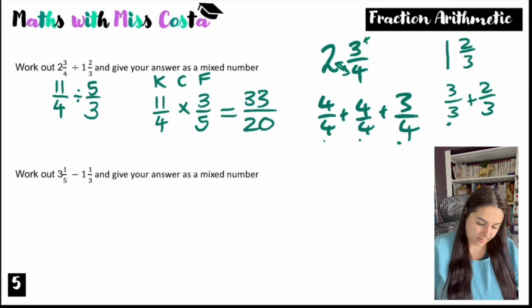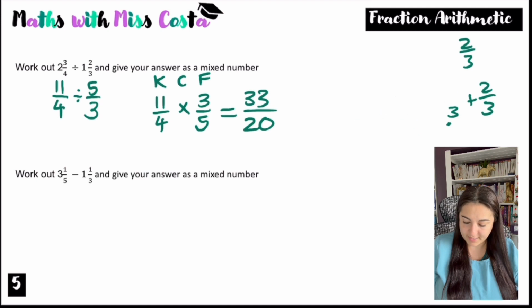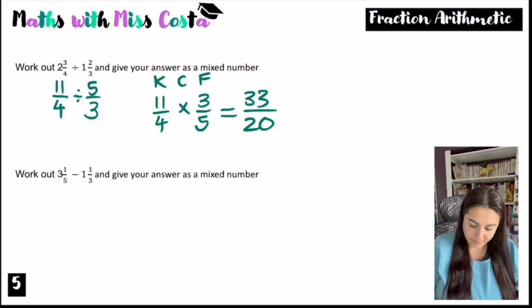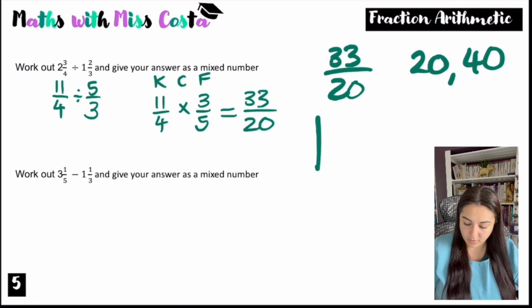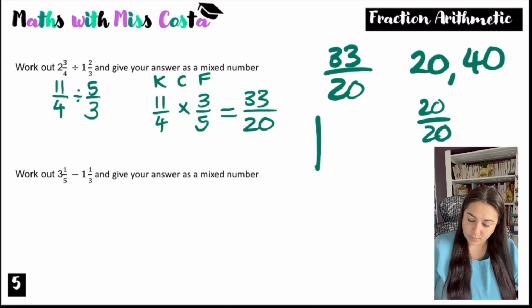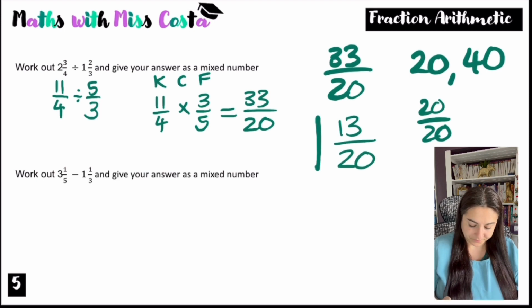So as a mixed number, I need to turn 33 over 20 into a mixed number now. So 33 over 20, I think to myself, how many lots of 20 fit into 33? Well, the 20 times table is 20 and then 40. So I know there's only going to be one lot of 20 over 20 that fits into that. And from 20, what's left over to get to 33? I've got 13 left over. So that would be 1 and 13 over 20.